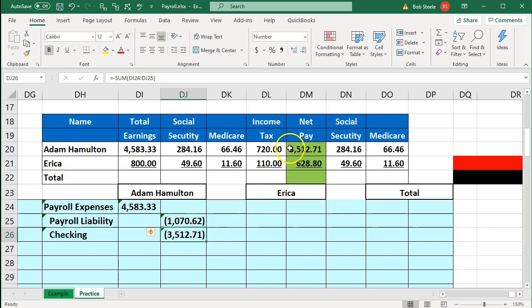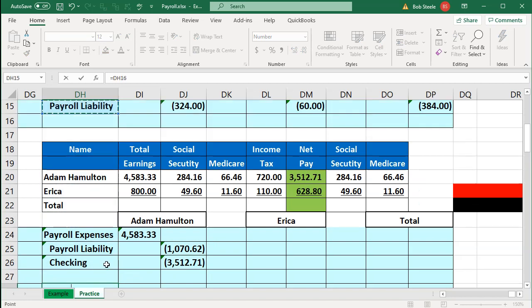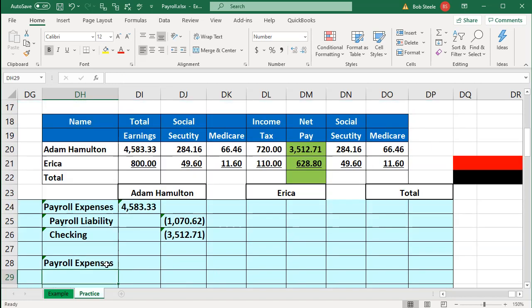And that gives us, of course, this number. So we've got the expenses, the liabilities, and then the check. We wrote the check for this amount, but the payroll was actually this, the expense that was earned by the employee. We took their wages to pay their taxes of $1,070. Then we're going to have to pay our taxes over and above the $4,583.33 that Adam earned, and that is going to be recorded with a payroll expense.